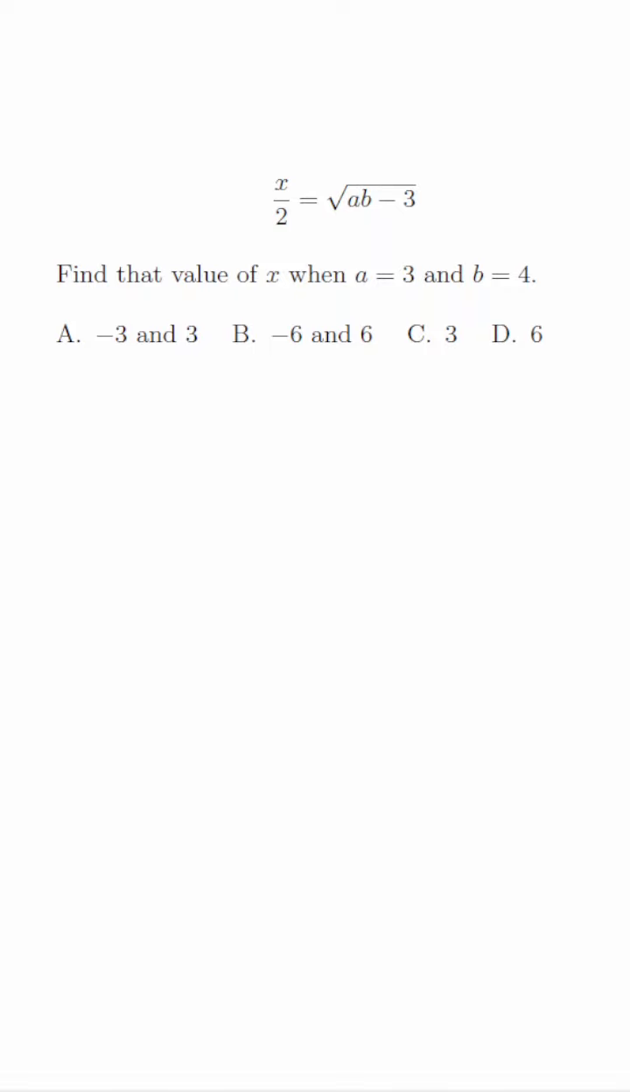When we're working with square roots, we do want to just be a bit careful. In this problem, we just need to plug in a and b. We can do that first and simplify what's underneath the square root. It's going to be 3 times 4 minus 3, which is going to be 12 minus 3, which is just the square root of 9.